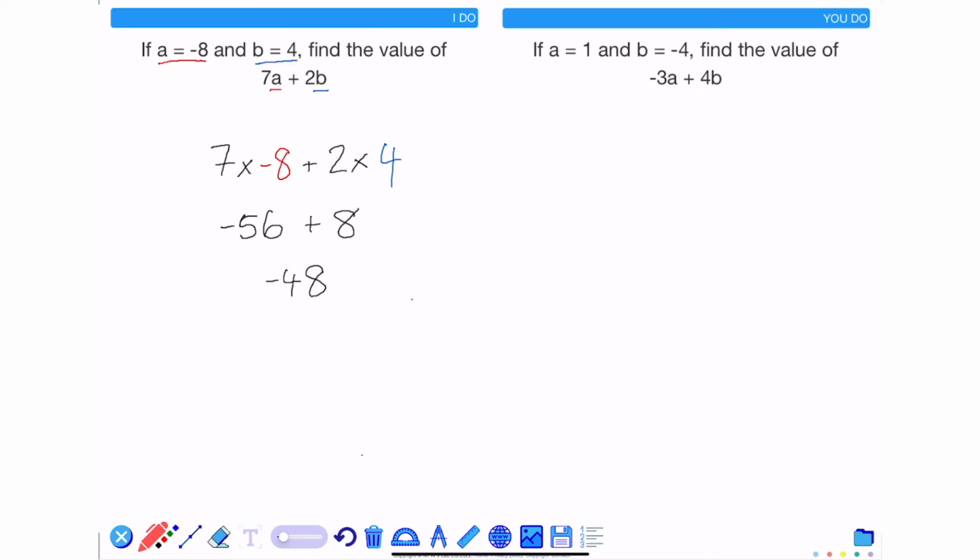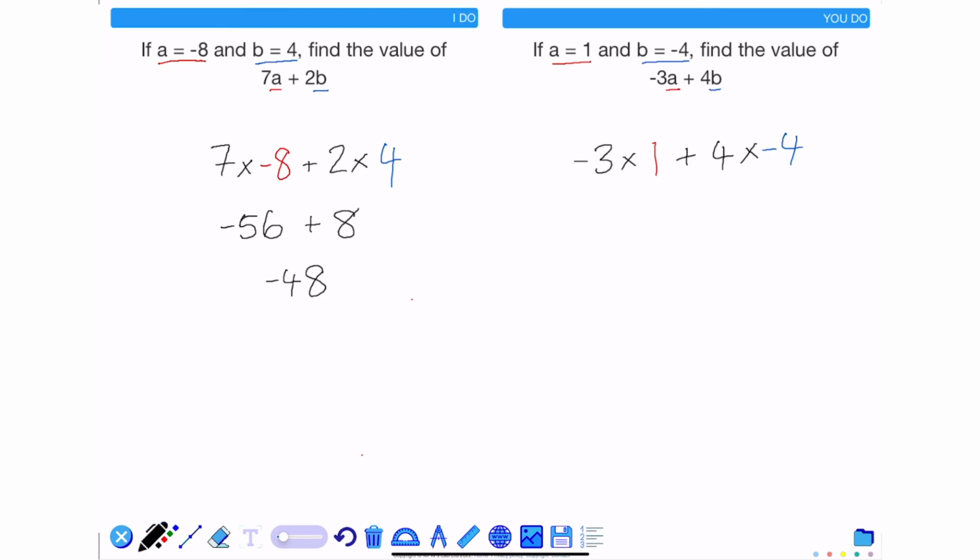With this question, again, I have two letters, A, which has a value of 1, and B, which has a value of -4. So making the substitution, -3 times 1 add 4 times the value of B, which is -4.